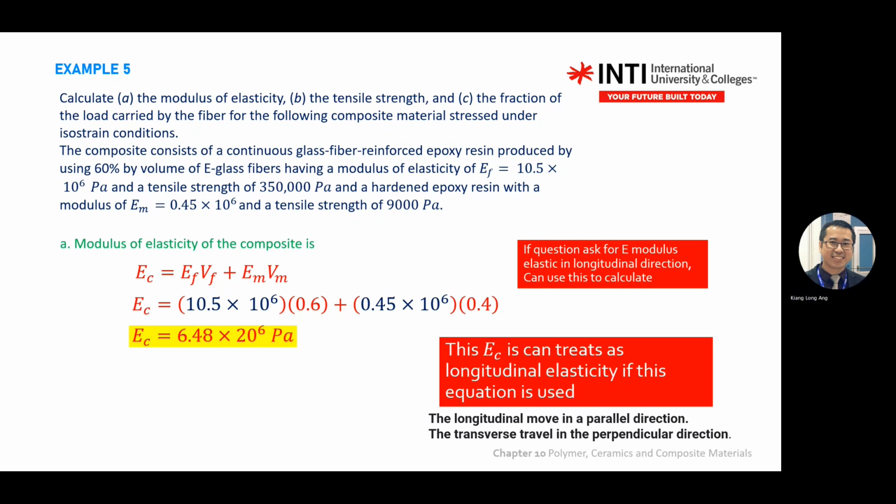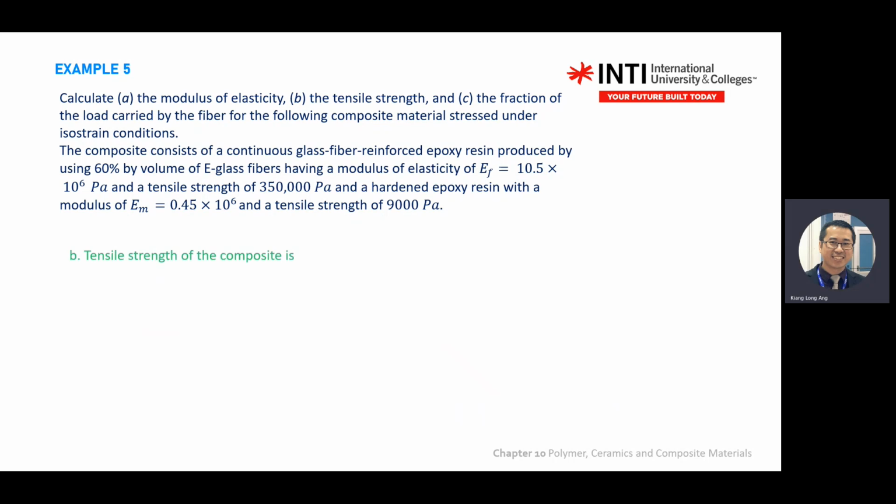Typically, if you calculate the EC, the modulus Young or modulus of elasticity for composite, you can use it to solve longitudinal problems, like what is the force acting on this area? Of course it won't be cylindrical. You know, composite is sandwiches. Okay, we have done the A.